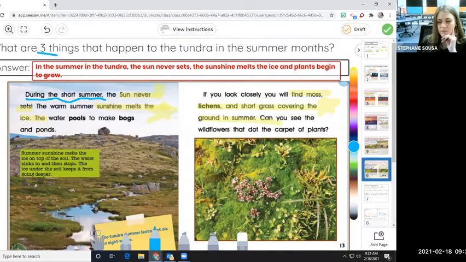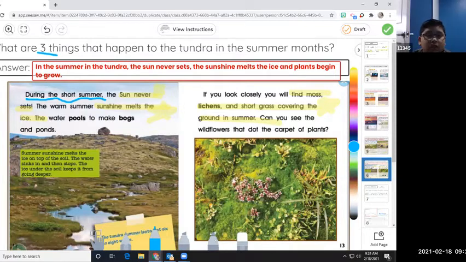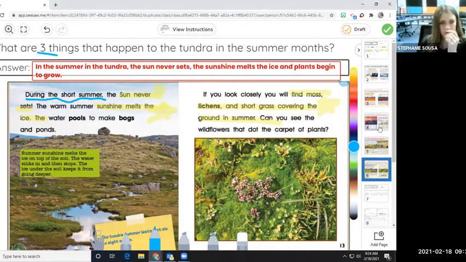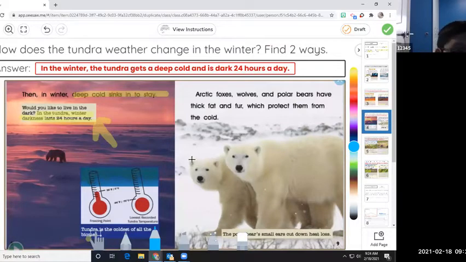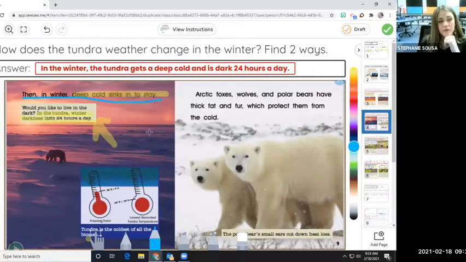I don't get a part on slide 4. Slide 4. What's your question? With the fourth sentence, I don't get what it says. This one here? So then in winter, deep cold sinks in to stay. Deep cold just means, if you think about a thermometer, the farther down you go, the colder it gets. So it's saying it gets pretty deep into the cold. It's a very, very intense cold. That's what the phrase deep cold means.